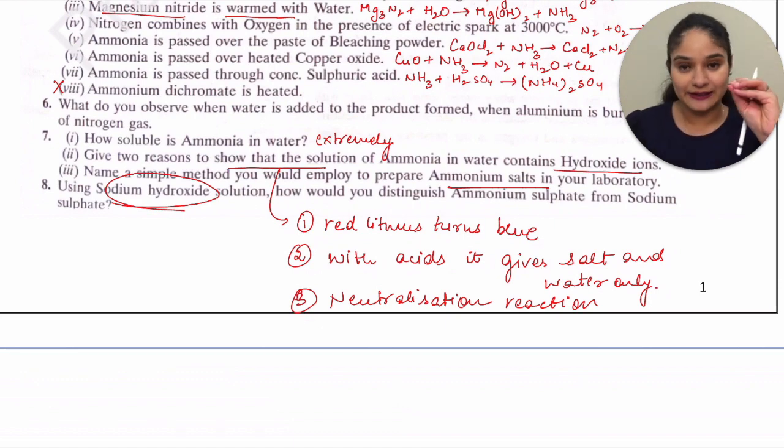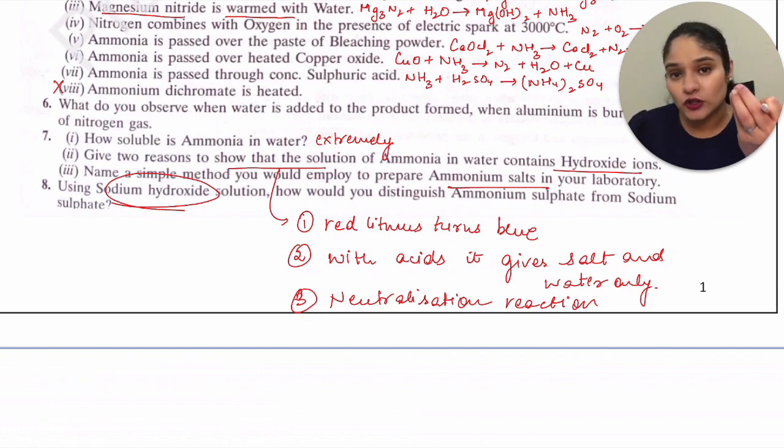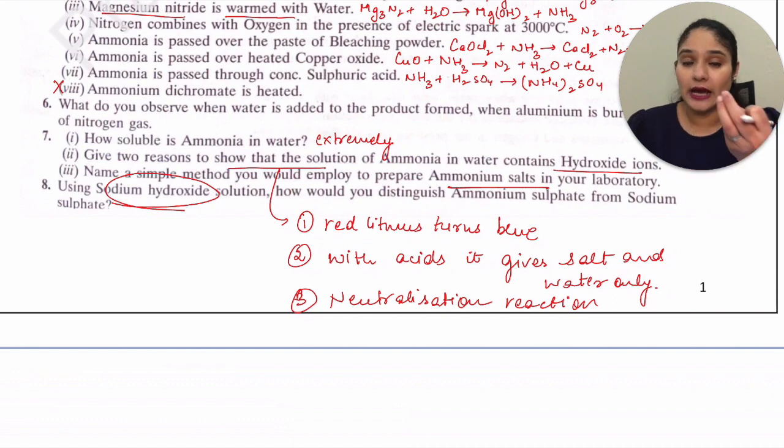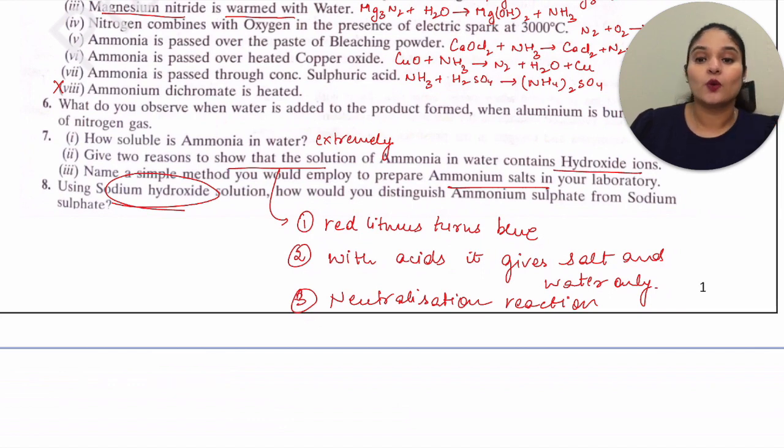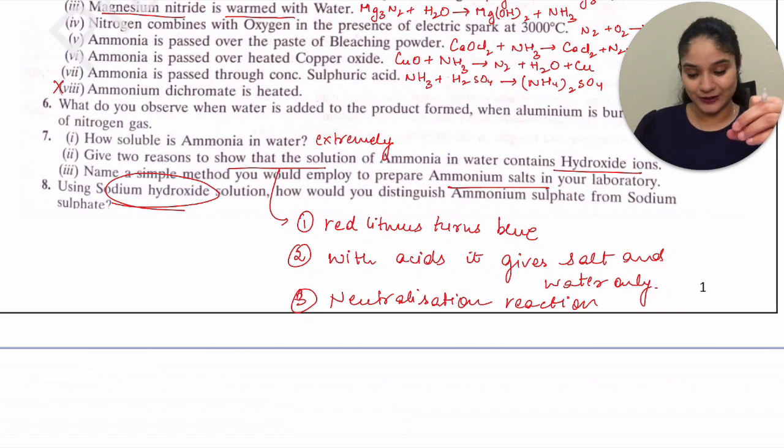I'll repeat myself. Sodium hydroxide with ammonium sulfate will give you a colorless, pungent smelling or suffocating gas, which gives white dense fumes with concentrated hydrochloric acid, or you can say which turns Nessler's reagent brown. Both of these are tests of ammonia. Whereas sodium hydroxide doesn't show any reaction with sodium sulfate. So I hope students this was clear to you.